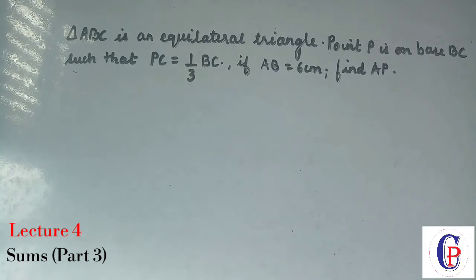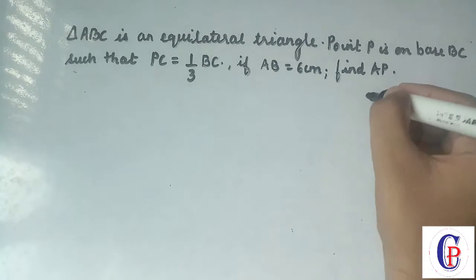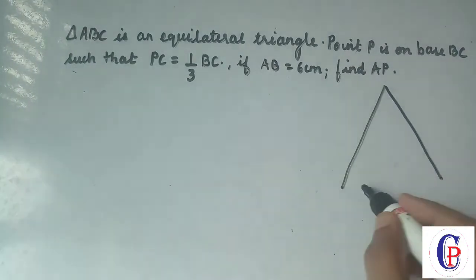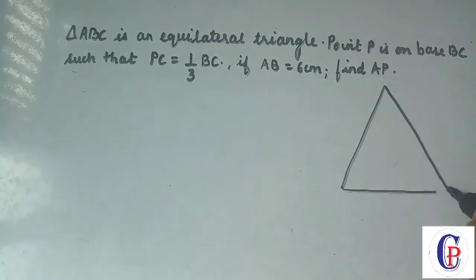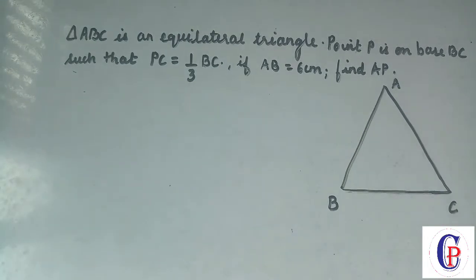So today we will be discussing a few more sums. Okay, so the next sum is, okay, so this is the question. It says that triangle ABC is an equilateral triangle. Point P is on base BC such that PC is equal to 1/3 BC, and if AB is 6 centimeters, find AP. Okay. So first of all, it says that triangle ABC is an equilateral triangle. Okay, so this is an equilateral triangle. Okay, the triangle is A, B and C.